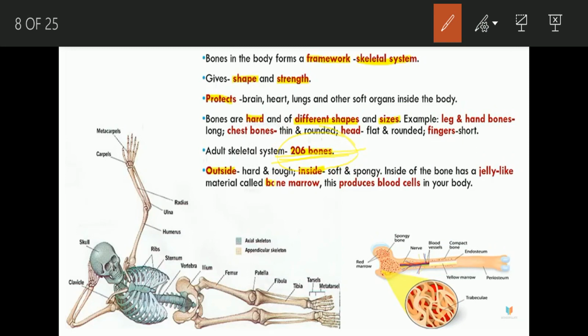One more interesting thing we can know from the skeletal system is that an adult skeletal system has 206 bones. When we are born, we have more than 206 bones, that is 309 bones in our body. But as we grow up, the bones mix together, join together, and only 206 bones are left.